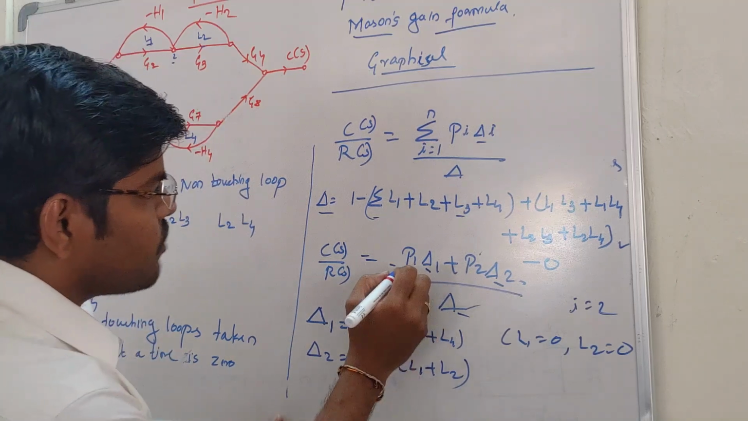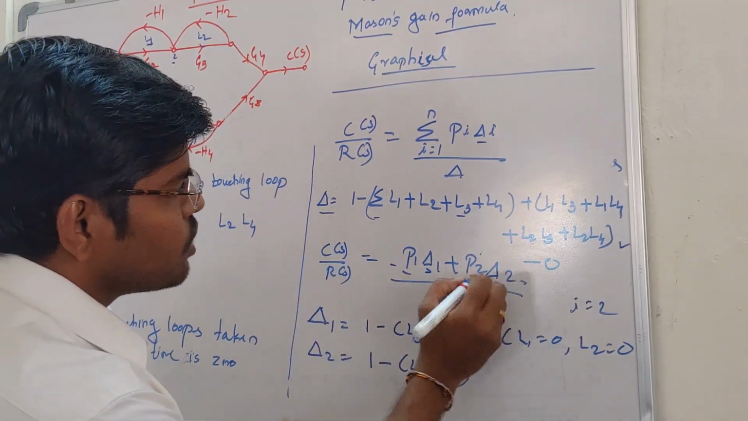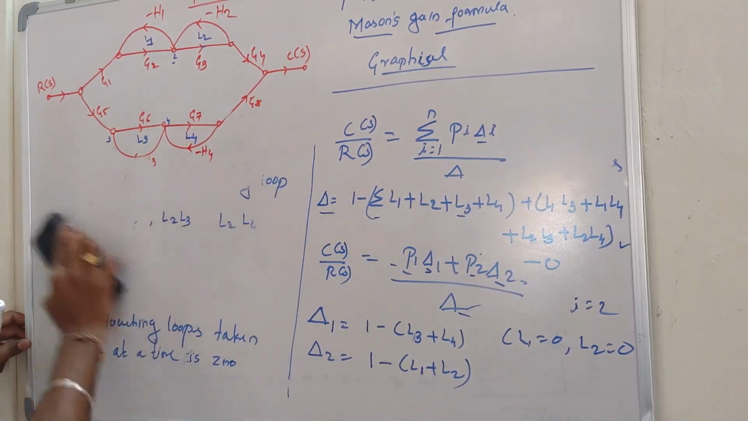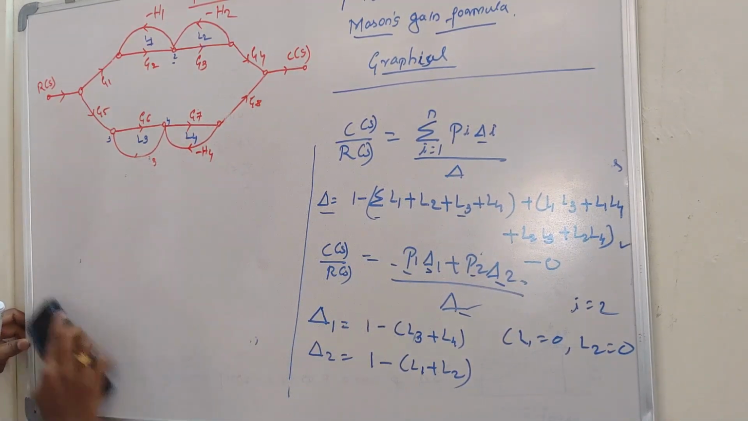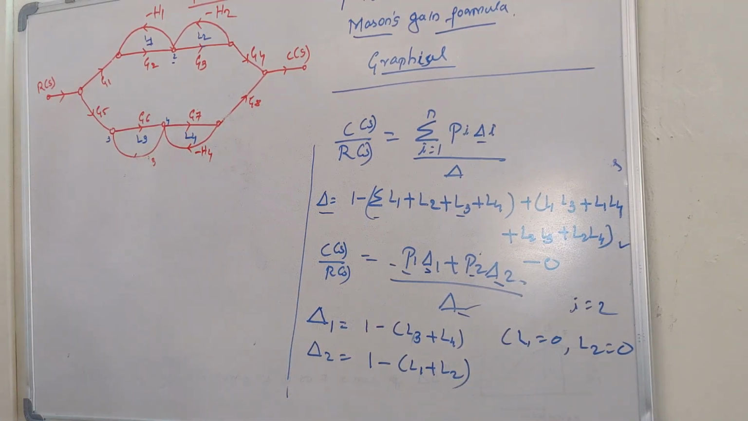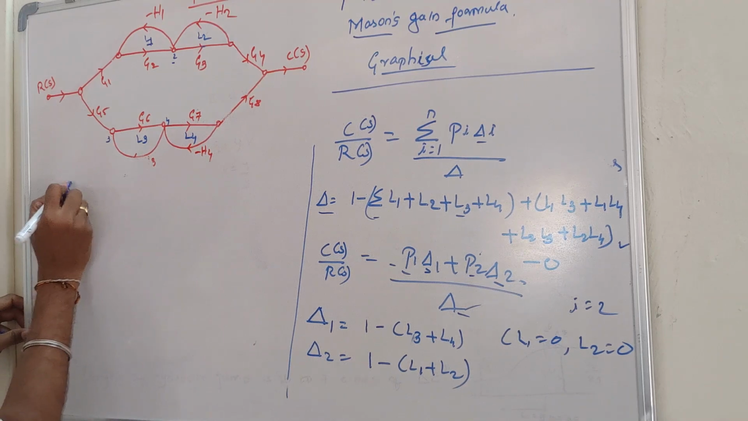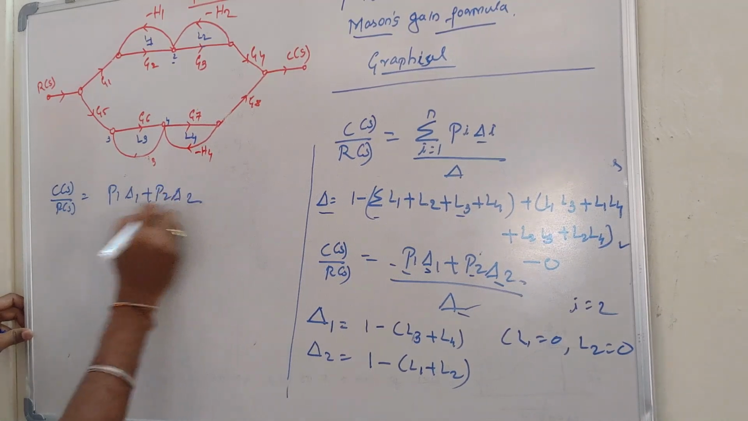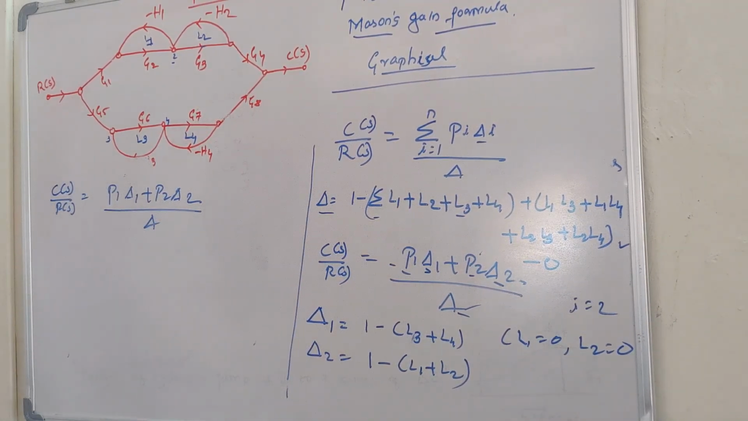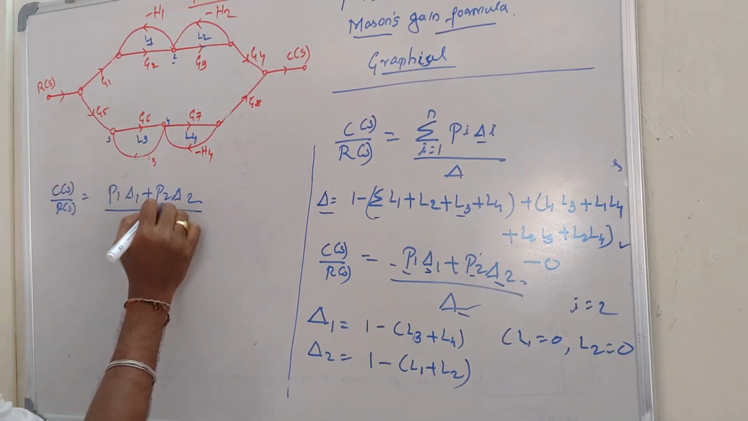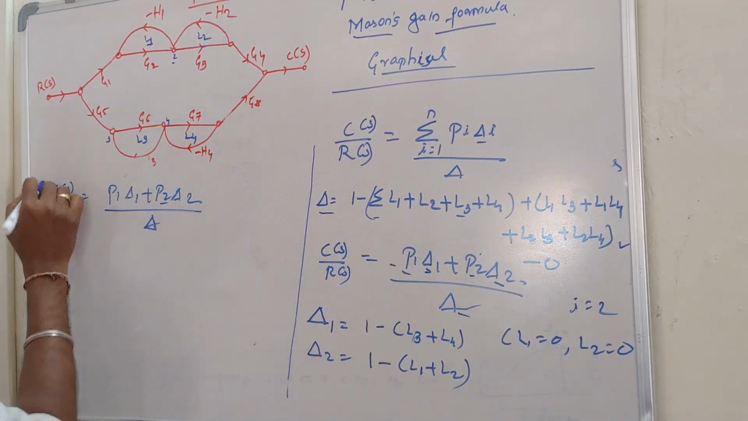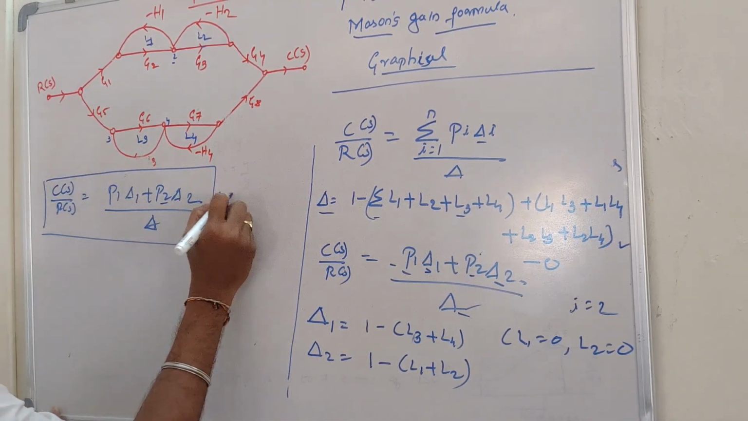So in this case, we now have the value of P1, delta 1, P2, delta 2 and the complete determinant of the signal flow graph. Hence we can substitute all the values and we'll come up with the complete transfer function of this signal flow graph. Finally, the transfer function is C of s divided by R of s equals P1 delta 1 plus P2 delta 2 divided by delta. We know the value of P1 delta 1, P2 delta 2 and the complete determinant. Substitute all these values and calculate the transfer function using Mason's gain equation.